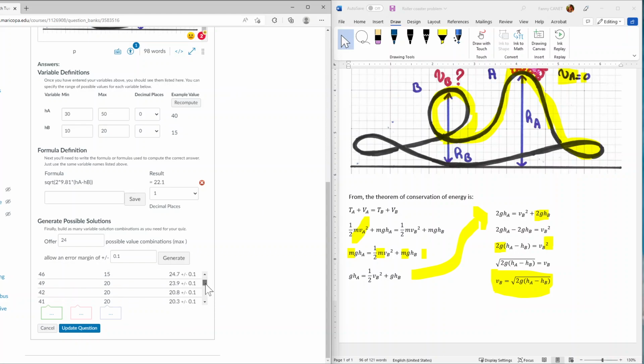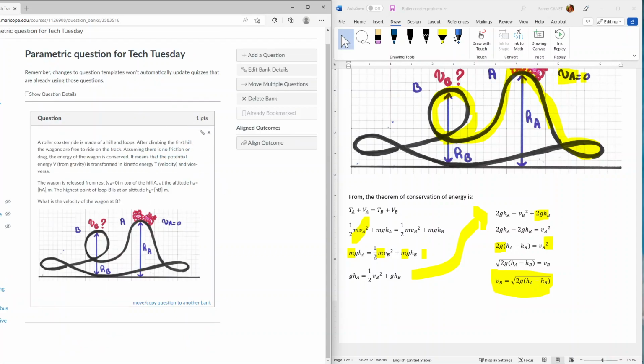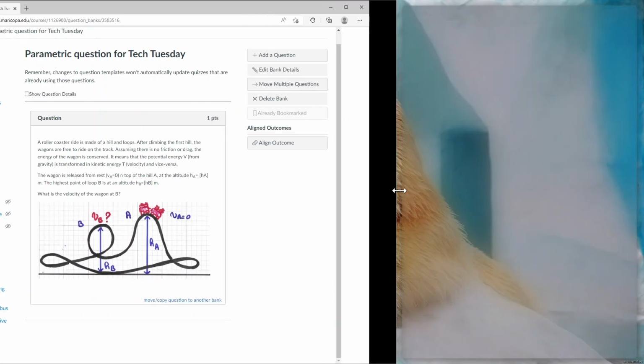So now on the bottom, we have 24 different sets of parameters and their value. And you click update the questions. And that's it, it's done. I will show you now what this looks like in the quiz.